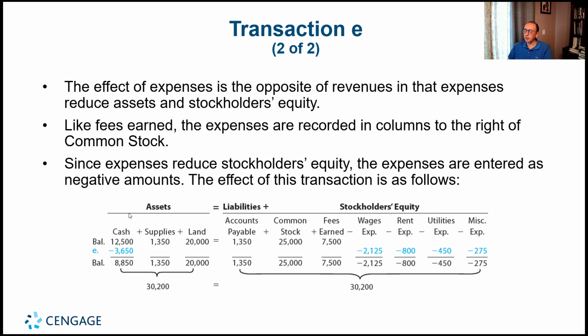On the other side, the total of these four values ended up being $3,650. This is the amount that was paid in cash, so it brought down the cash balance from $12,500 to $8,850. So we deduct 3,650 from the 12,500 to get a new balance, which is 8,850. Now the total assets is 30,200, and the total stockholders' equity would be the same, 30,200. Don't forget, you have to subtract the expenses from the stockholders' equity balance. That's how you get the total value of liabilities and stockholders' equity.